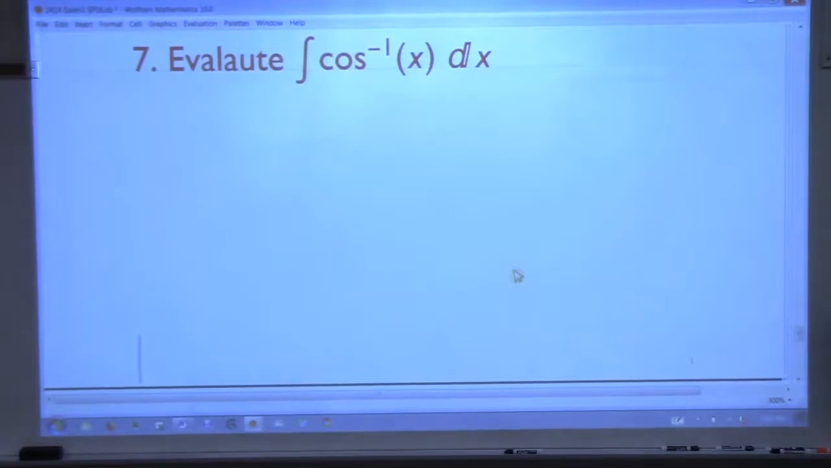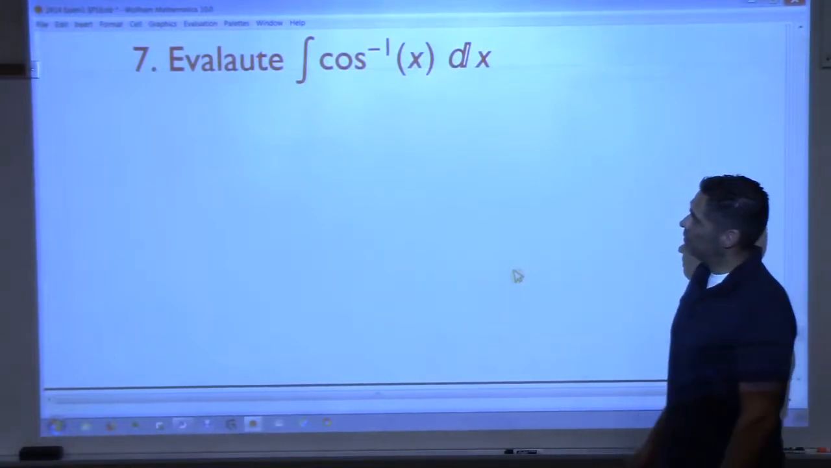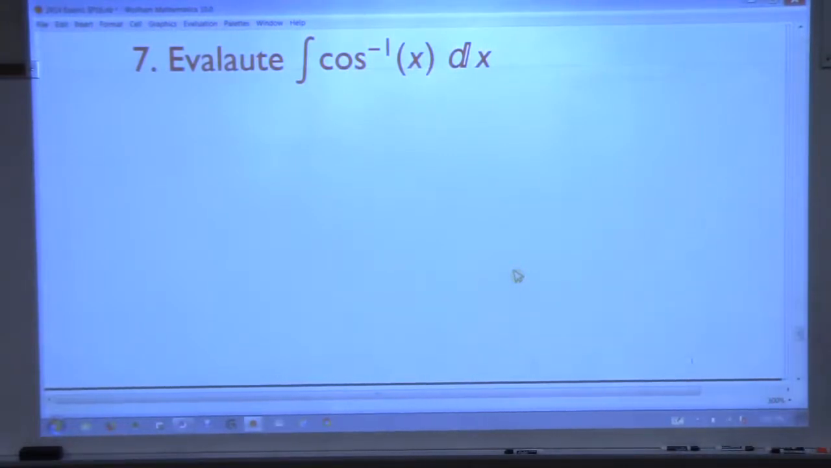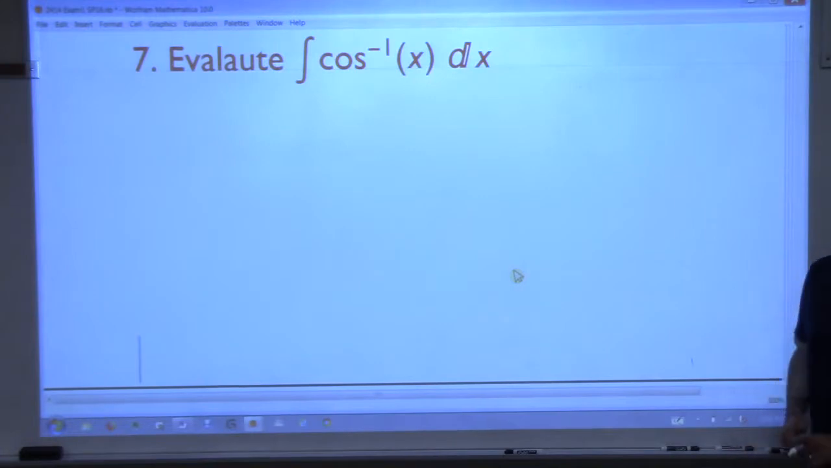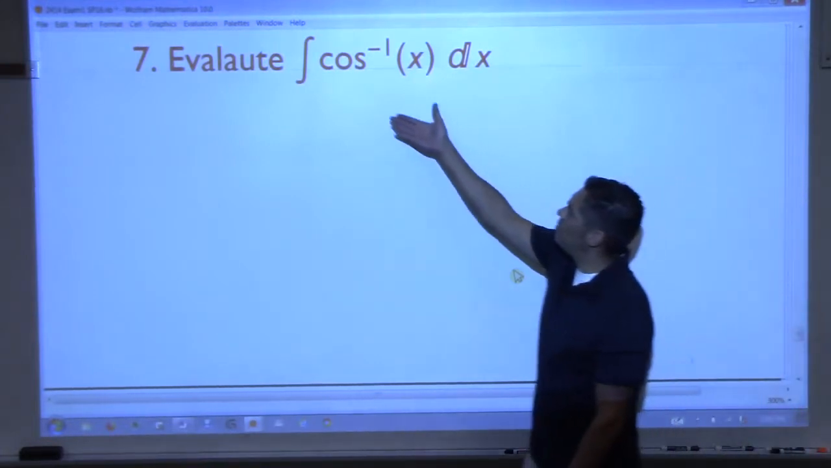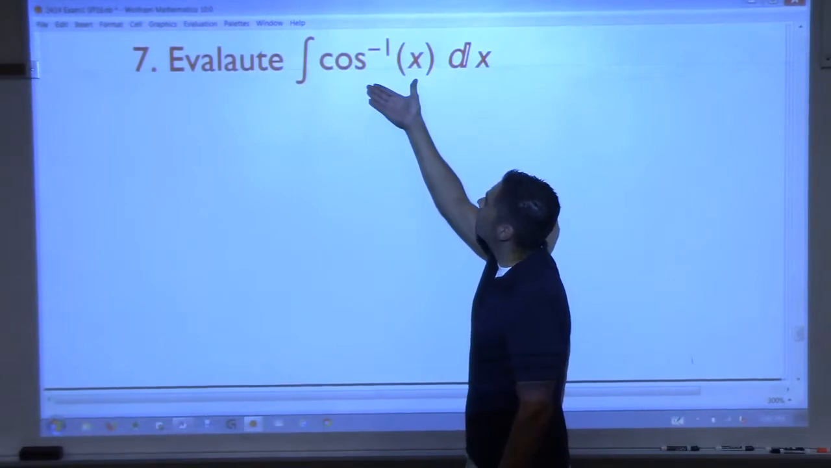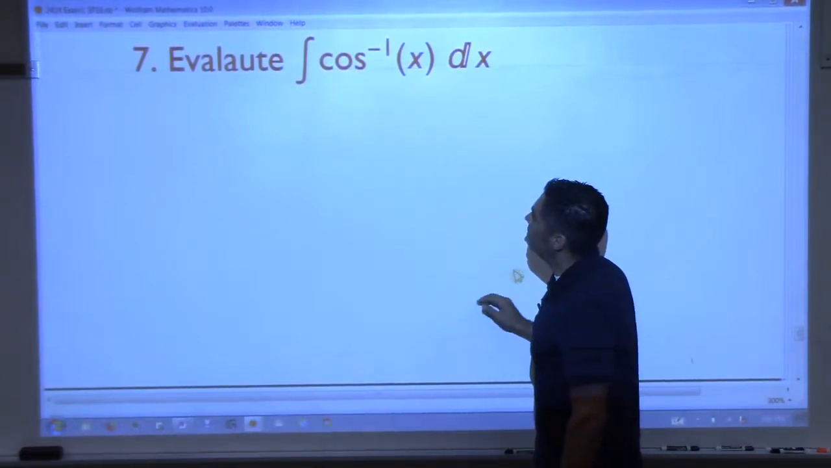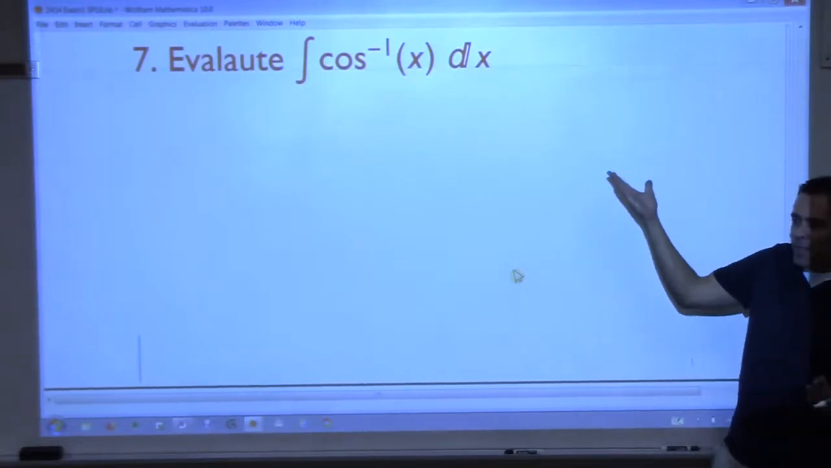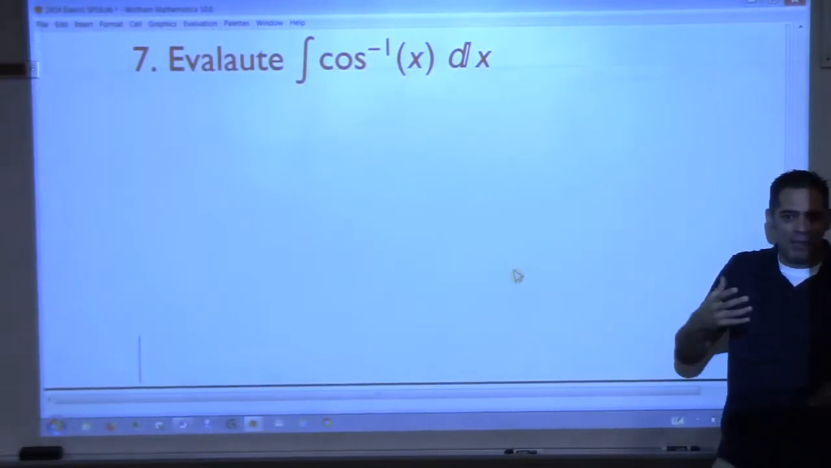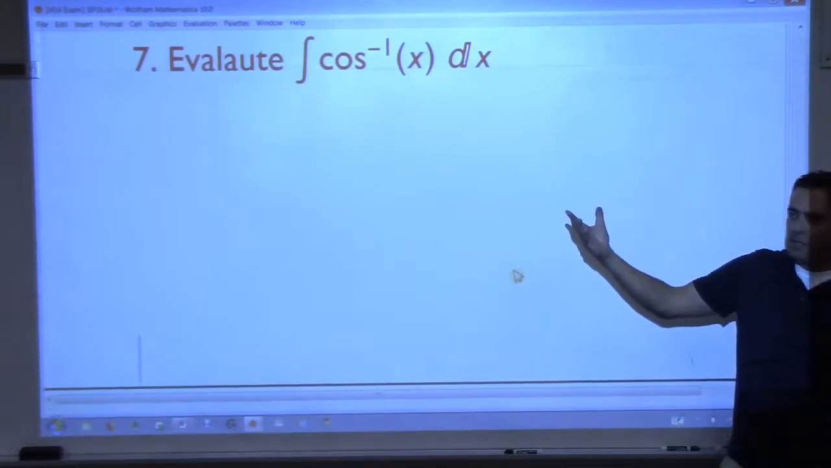What are your options here? Integration by parts. I mean, that's all you have, because all you have is a single term. There's no basic U substitution you're going to do, because there's only one thing there, so it's hard to see something in its derivative.